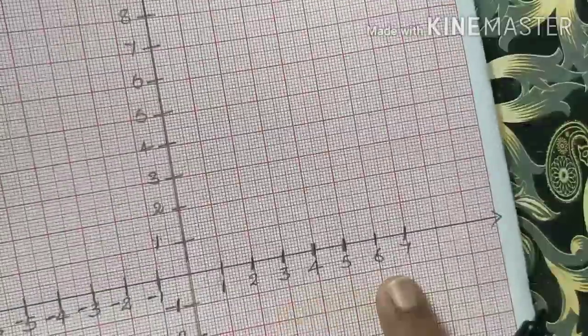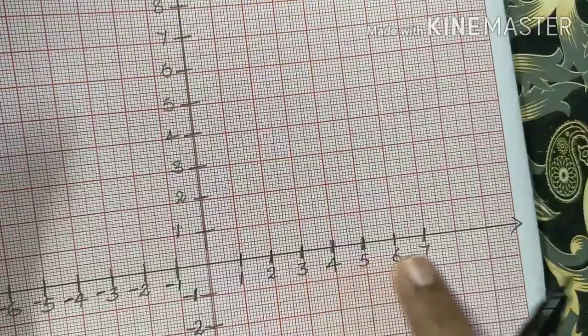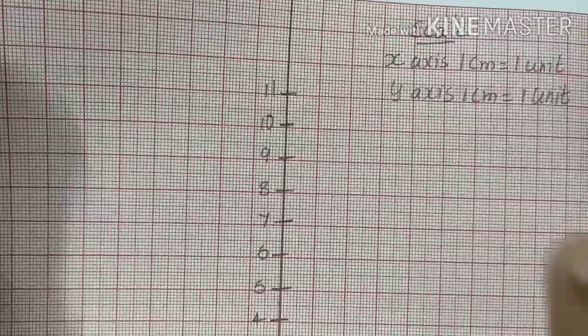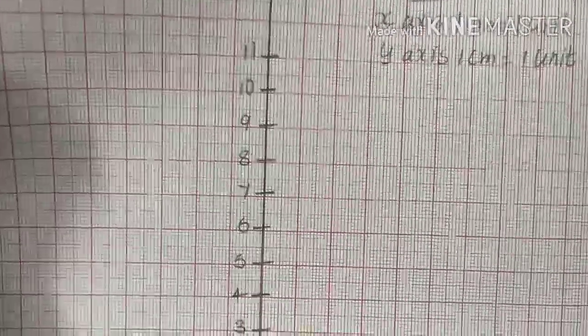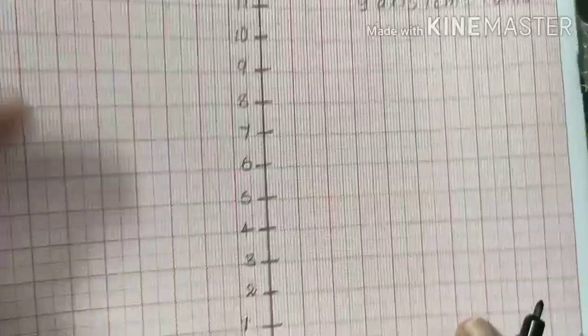The y-axis is also the same: 1, 2, 3, 4, 5, 6. Here also 1, 2, 3, 4, like that I have written. That means 1 centimeter I have taken as 1 unit. Very convenient for drawing the graph, right?